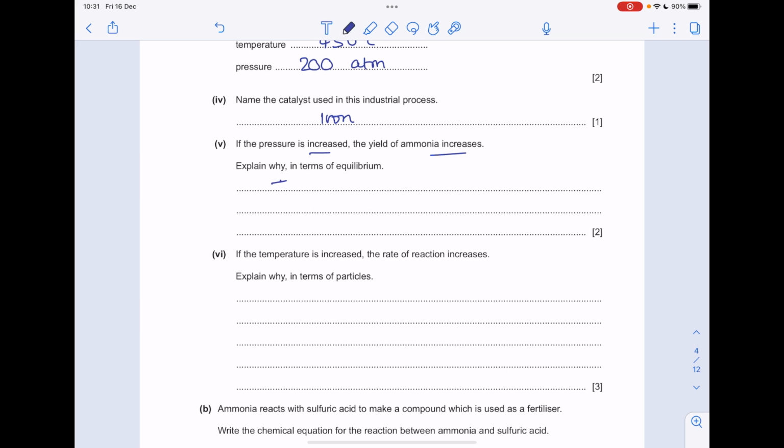So we're going to say there are fewer moles of gas on the right-hand side. Therefore, the position of equilibrium shifts to the right.